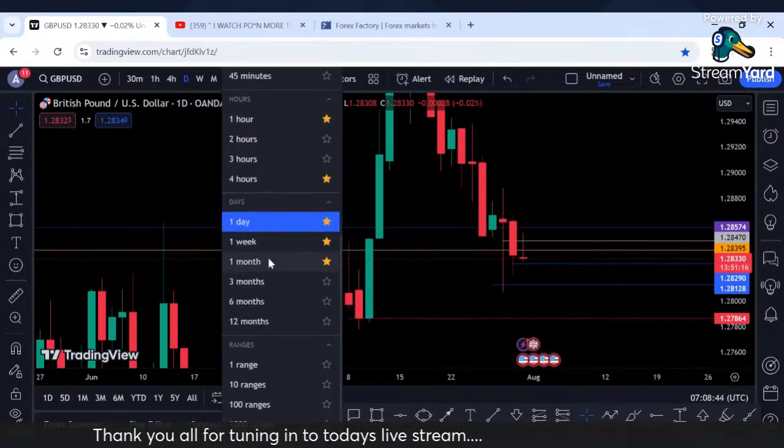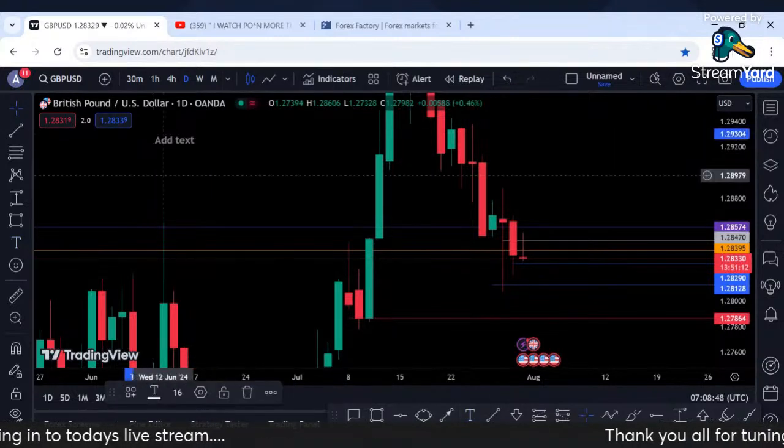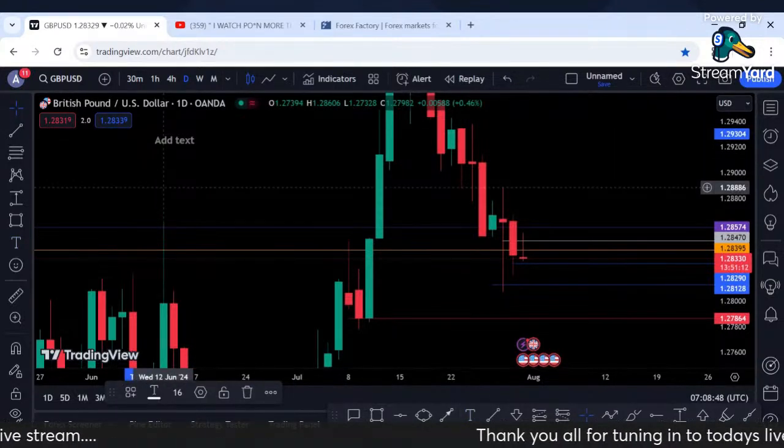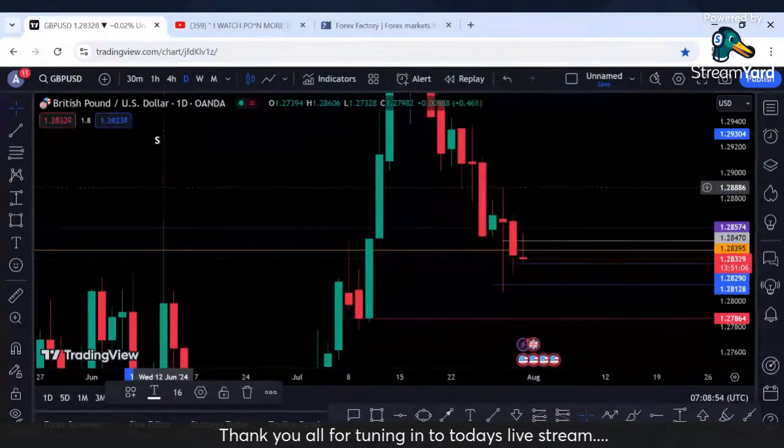When you click the arrow down, you see the various time frames, but you have standard time frames. The standard time frames that I use.